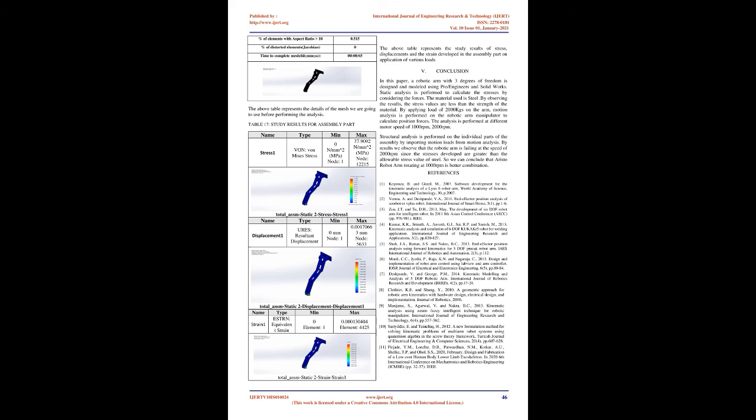By observing the results, the stress values are less than the strength of the material. By applying a load of 2000 kgs on the arm, motion analysis is performed on the robotic arm manipulator to calculate position forces. The analysis is performed at different motor speeds of 1000 rpm and 2000 rpm. Structural analysis is performed on the individual parts of the assembly by importing motion loads from motion analysis. By results, we observe that the robotic arm is failing at the speed of 2000 rpm since the stresses developed are greater than the allowable stress value of steel. So we can conclude that the Aristo robot arm rotating at 1000 rpm is a better combination.